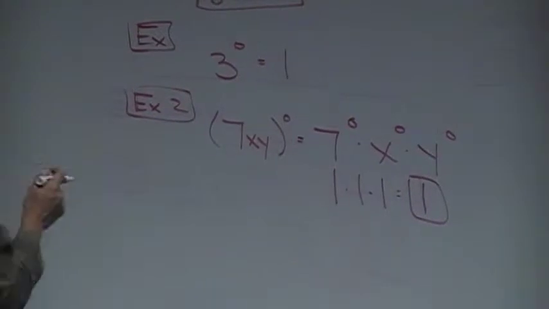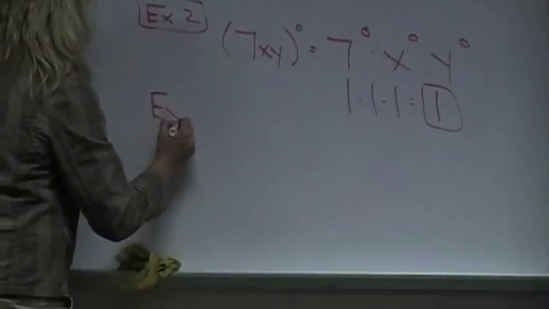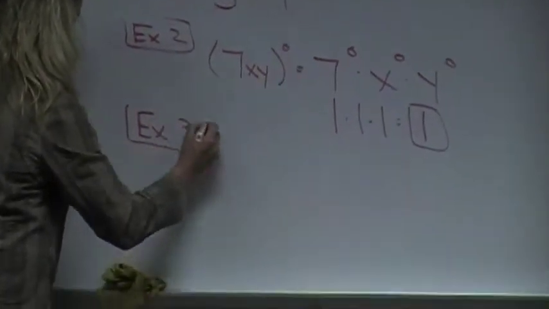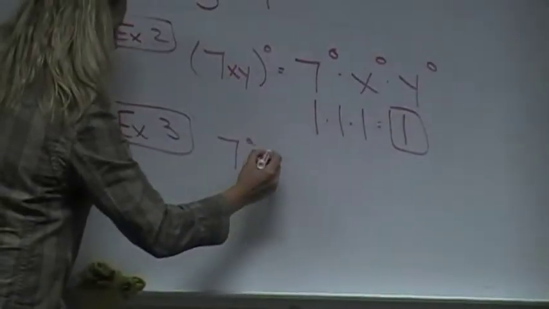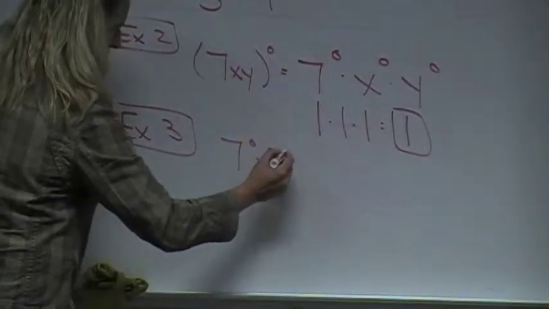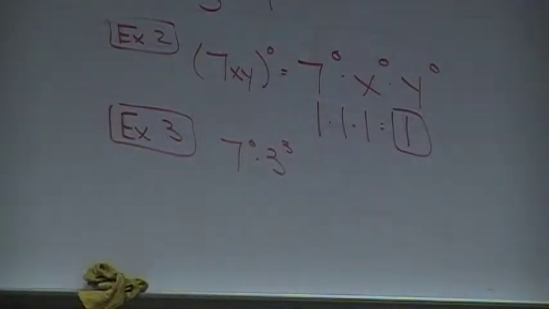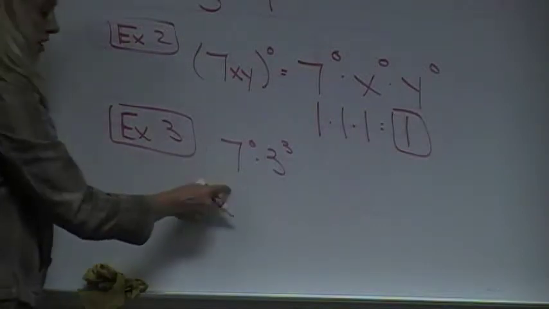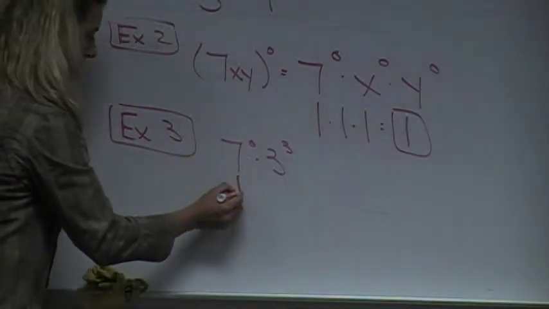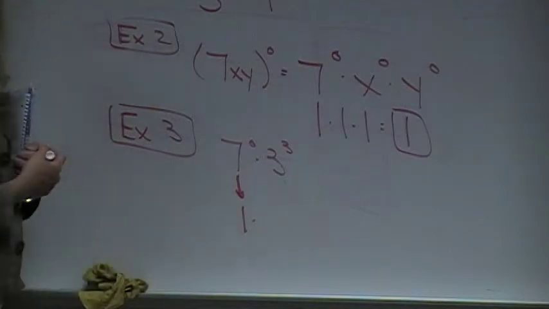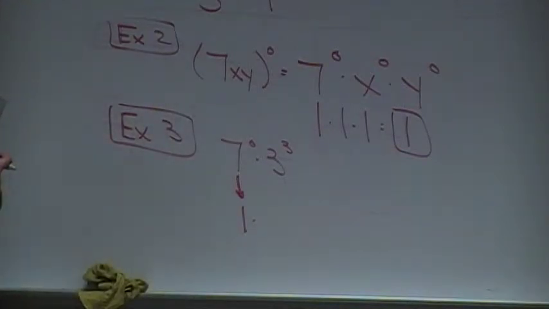But let me do something though. What if I do this though? What's that answer going to be? 1. Stephen? 1 times 3 to the 3rd power. Good. Notice he just didn't say 1. Yes, this is 1. 7 to the 0 power becomes what? 1. 1, but we have to simplify 3 to the 3rd. 27. 3 to the 3rd is 3 times 3 times 3, which is 27.